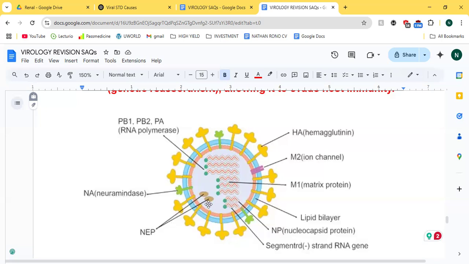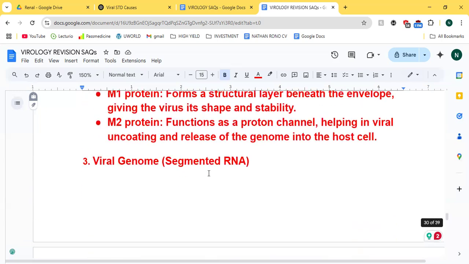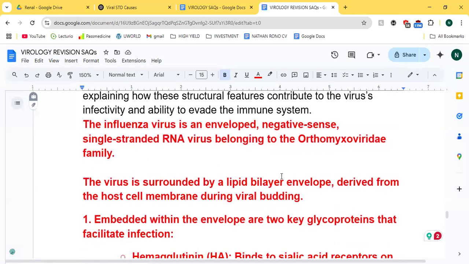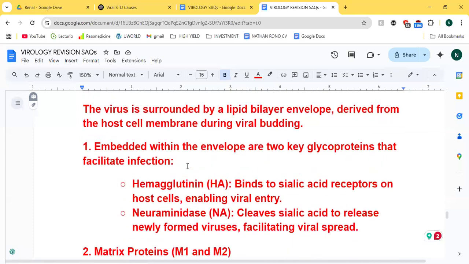Okay. So now this is the structure, and the question has asked us how it contributes to the virus's infectivity and ability to evade the immune system. We start with the glycoprotein. Hello? Were you hearing me?